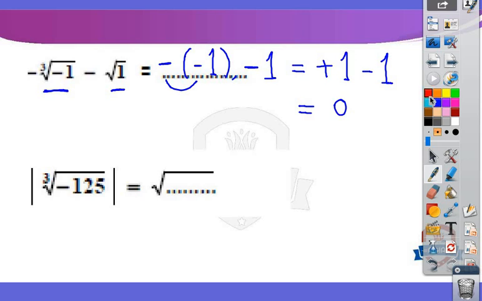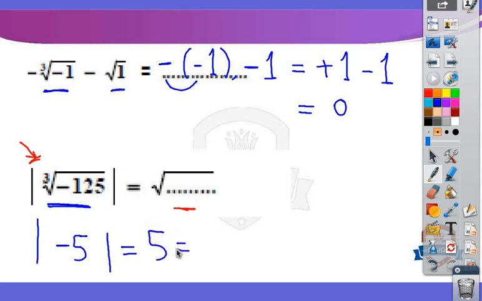Number 2, the absolute value of the cube root of minus 125 equals the square root of what? First, we will find the absolute value of the cube root of minus 125. The cube root of minus 125 will be minus 5. And the absolute value of minus 5 will be 5.